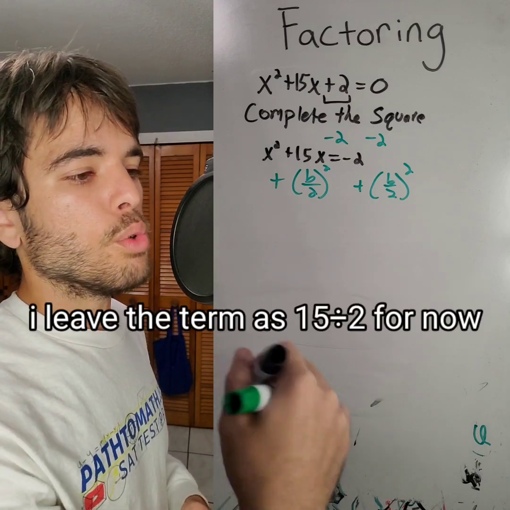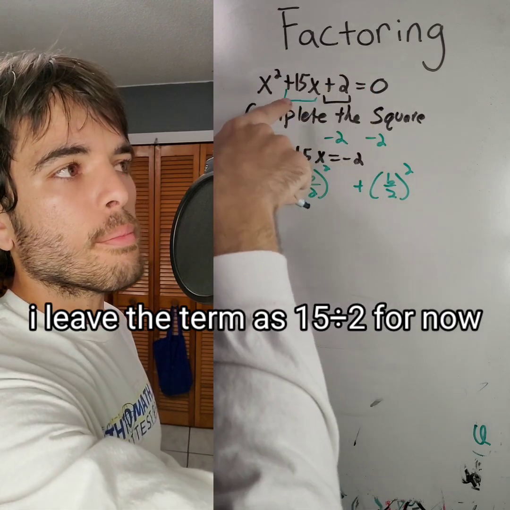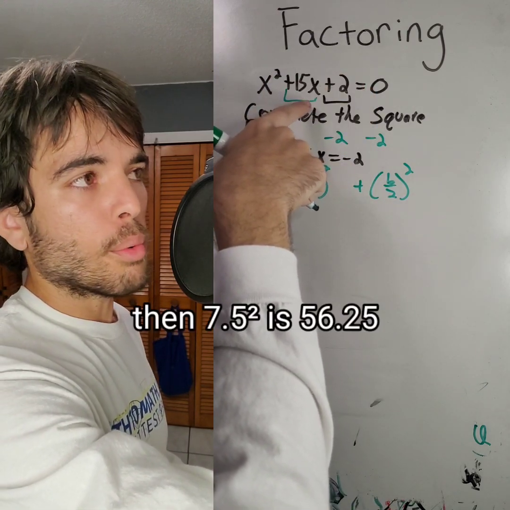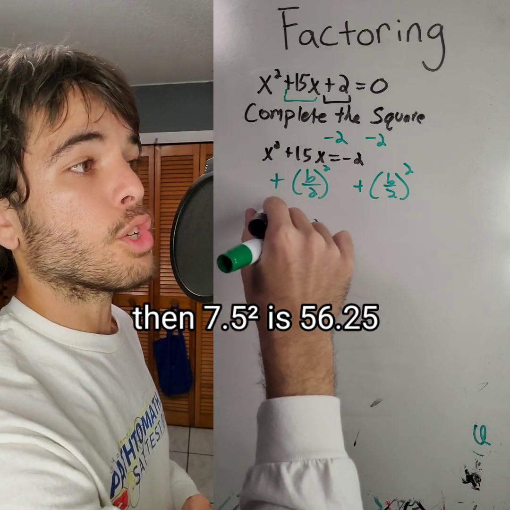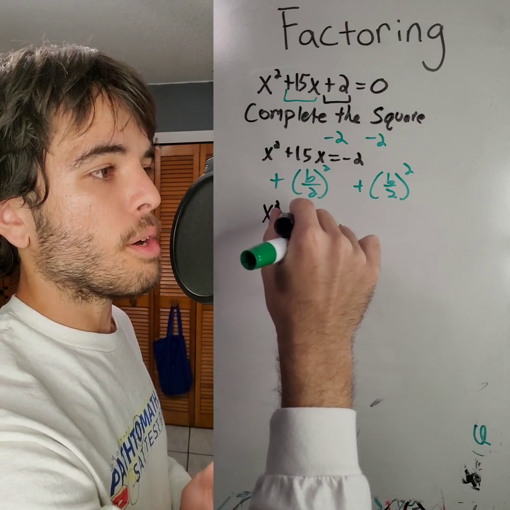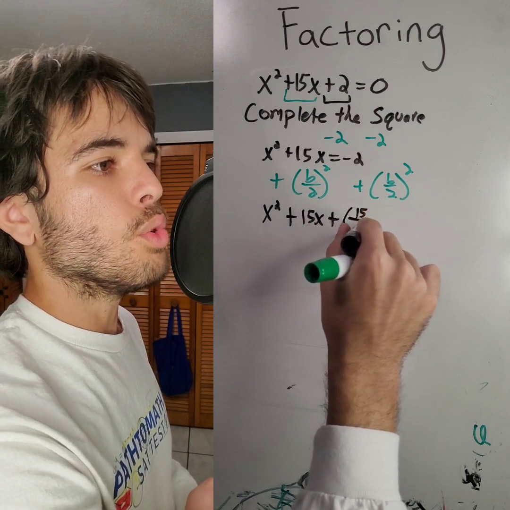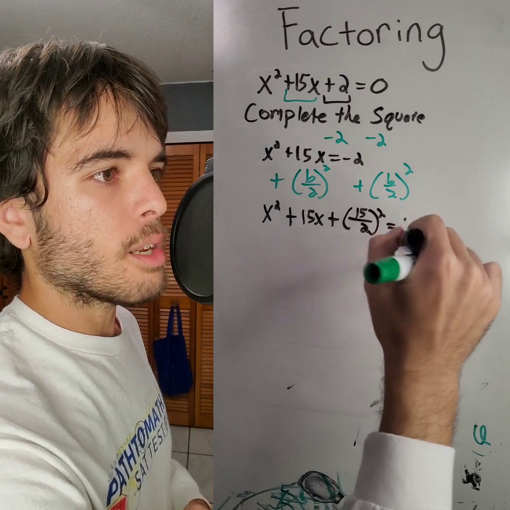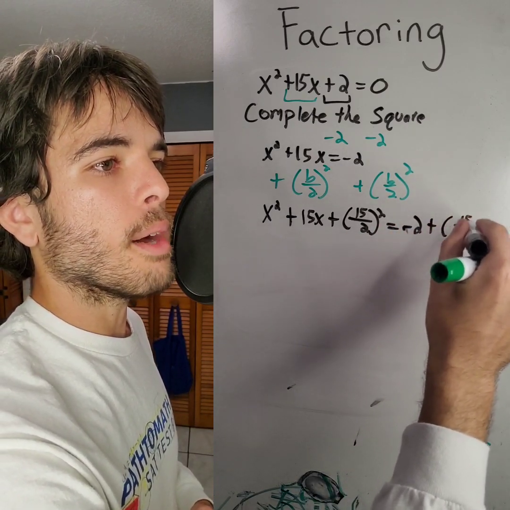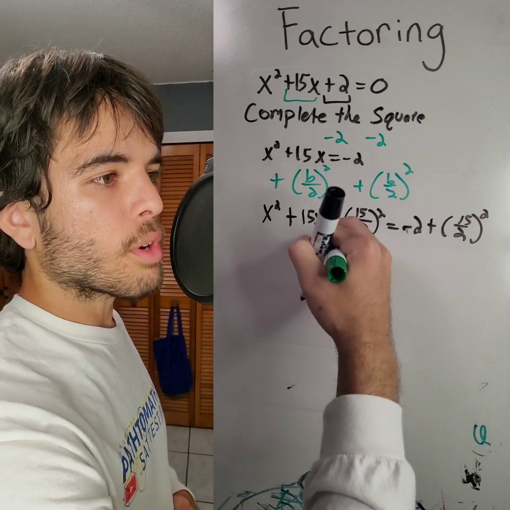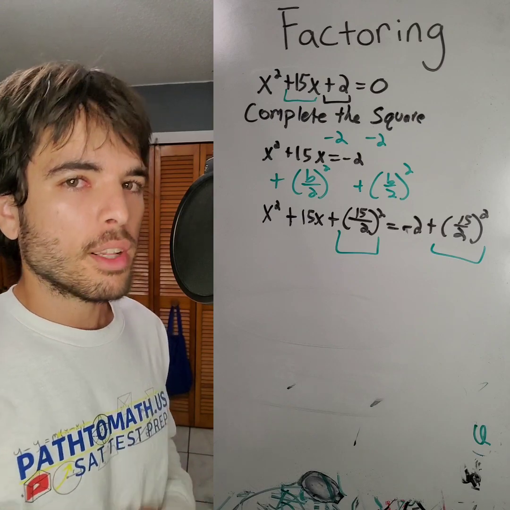What is (b over 2) squared? Well, our b value relates to the initial trinomial we were given. The b value is 15, so we can plug that into our term. We have x squared plus 15x plus (15 over 2) to the second power, which is equal to negative 2 plus (15 over 2) to the second power. For the time being, we're going to leave these terms as they are. I know they don't look very pretty.